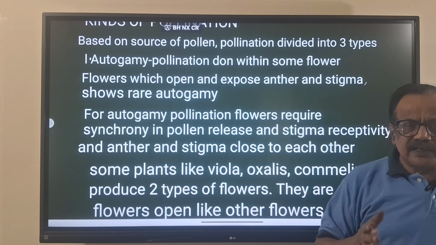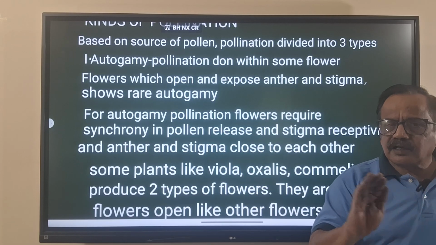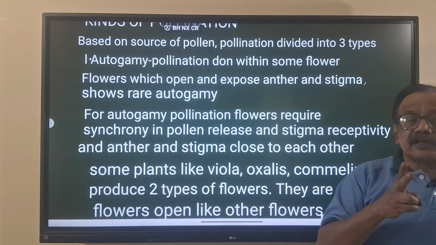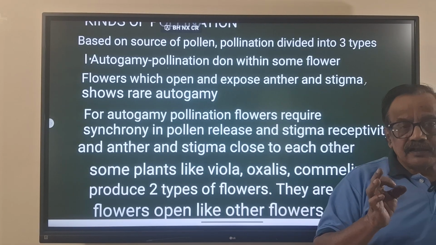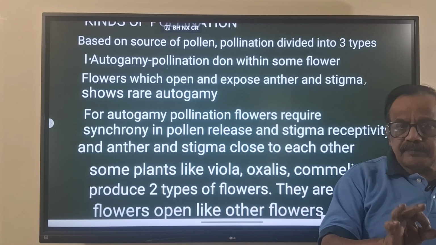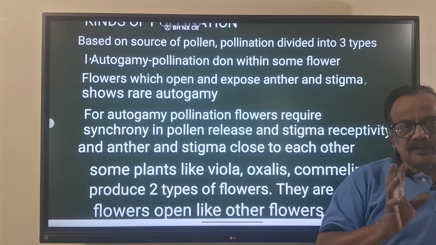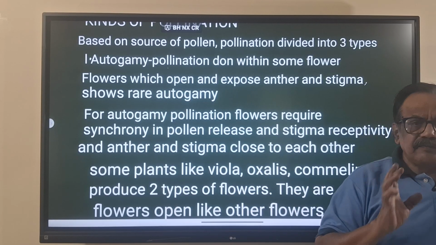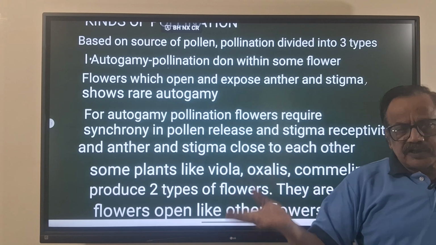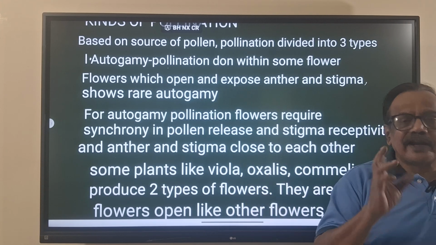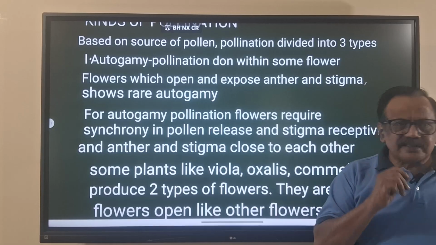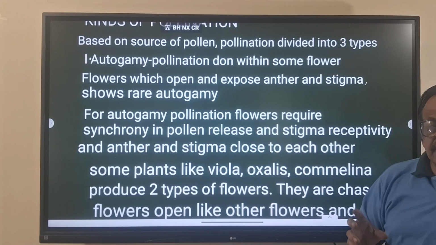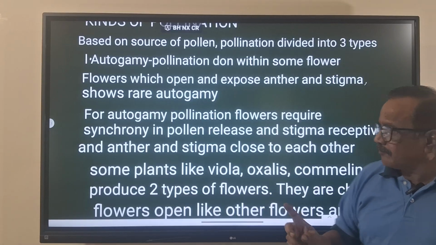Why, it is not discussed; it is a lengthy topic, not necessary now. So there are two requirements. What are they? They should mature at a time. Means stigma and anther must be matured at a time, so the pollen is released and the stigma is ready, in synchrony. At the same time, they must be very near, very close. They must lie very near.